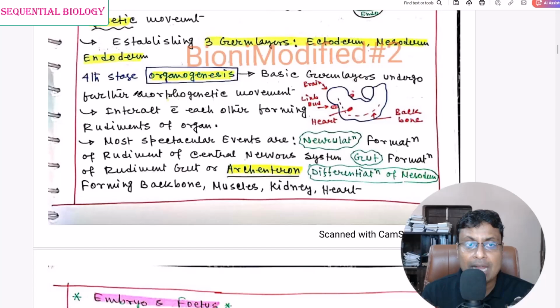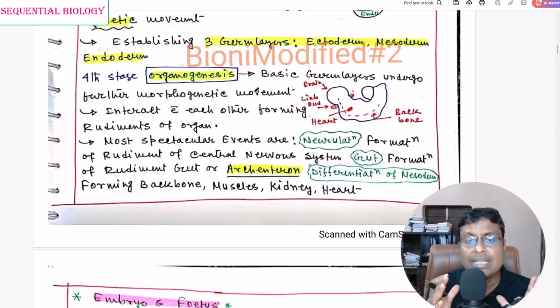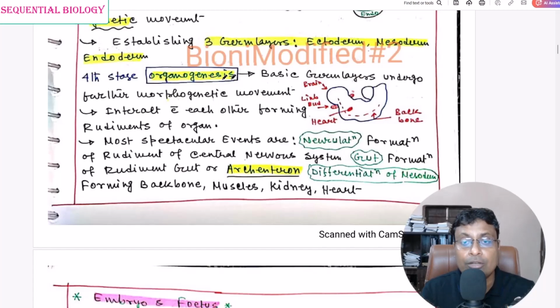The basic germ layers undergo further morphogenetic movement. The blastomeres undergo morphogenetic movement and this will produce the gastrula. In the gastrula, the ectoderm, endoderm and mesoderm are present. The cells of these germ layers also undergo morphogenetic movement and this will produce different types of organs, and the process by which different organs are produced is known as the organogenesis process. Here you can see an embryo in which organogenesis has started, and this is the heart, this is the limb bud, this is the brain, backbone.